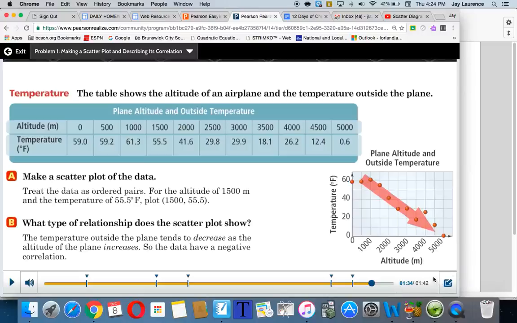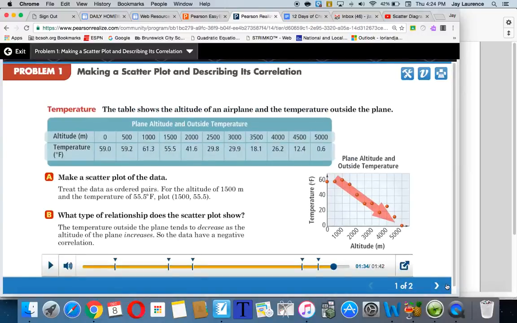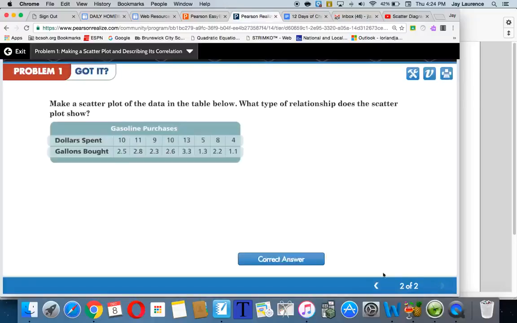All right, so this is a negative correlation because if you drew a line or found the trend, it would have a negative slope. That's a negative correlation. And again, it does not mean causation. Be careful with that. Okay, here's another example.